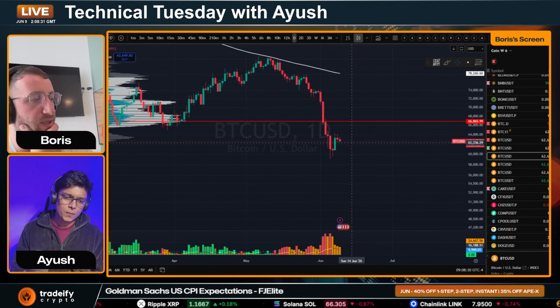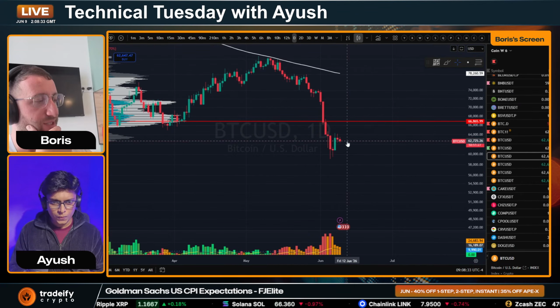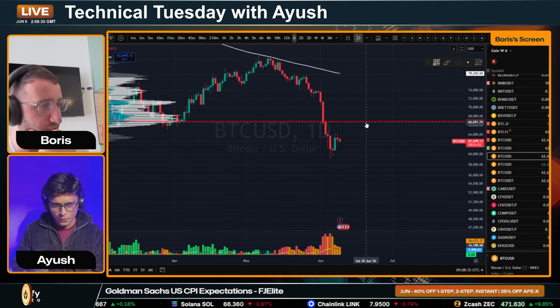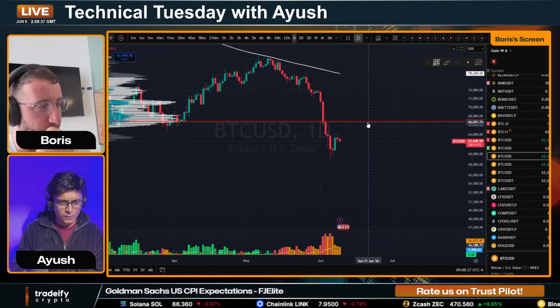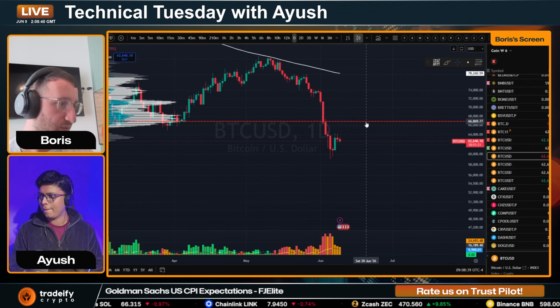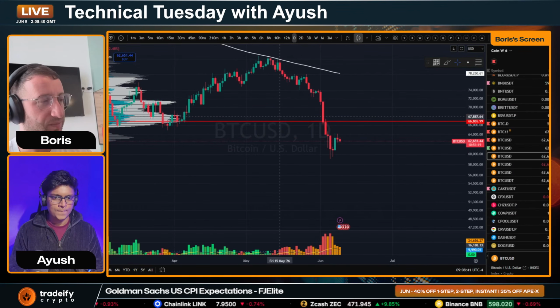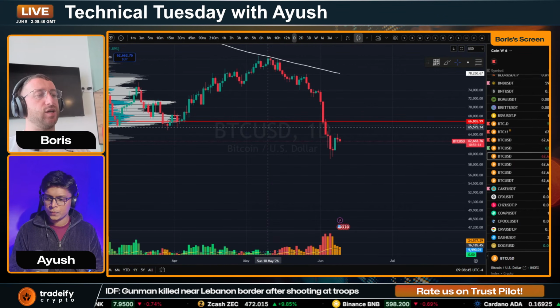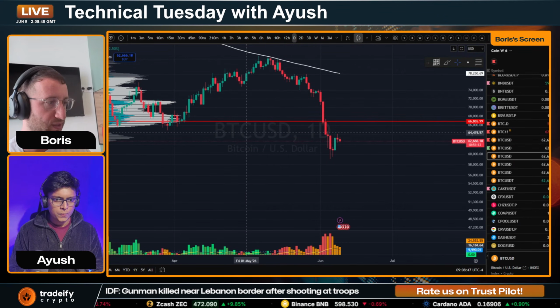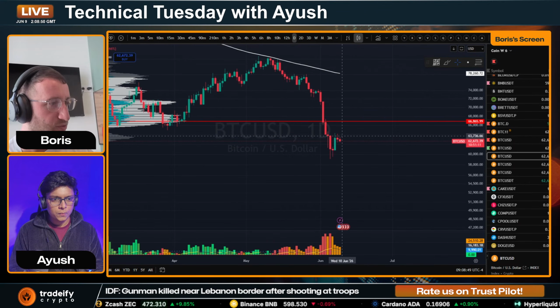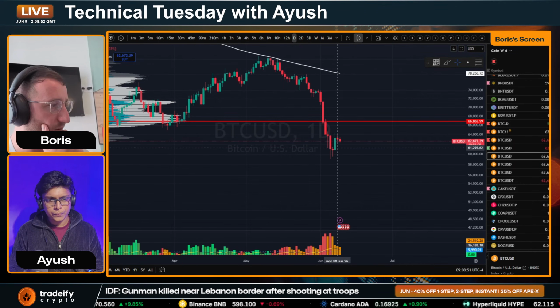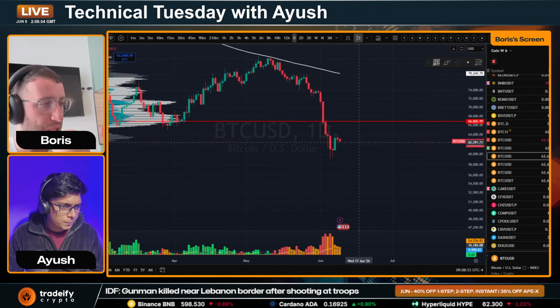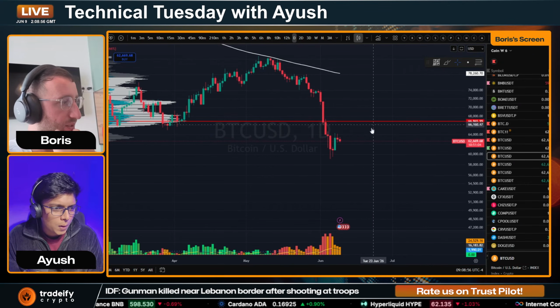What I really want to see is Bitcoin just take off from here and at least test the high value node on the volume profile. I know this isn't the best tool for volume profile, the default VRVP on TradingView, but for my swing trading, it works well enough. So I'm looking for, if this continues to go up, a retest at around 67K.